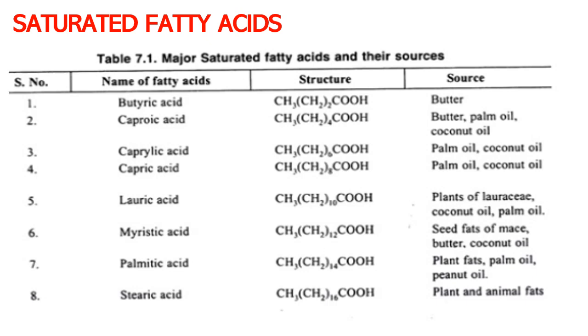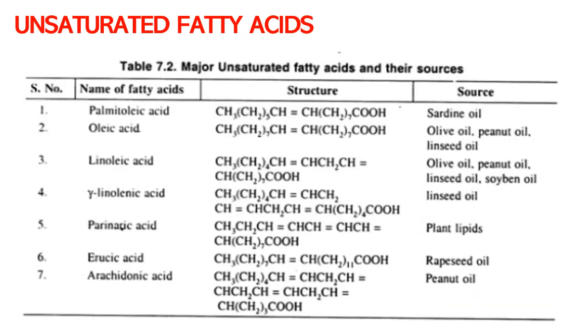Next, palmitic acid. Sources for palmitic acid are plant oil, palm oil, and peanut oil. And for stearic acid, plant and animal oil. The formula for palmitic acid is CH3(CH2)14COOH, and stearic acid is CH3(CH2)16COOH. Next, unsaturated fatty acid. There are some examples of unsaturated fatty acids with their structures and sources.